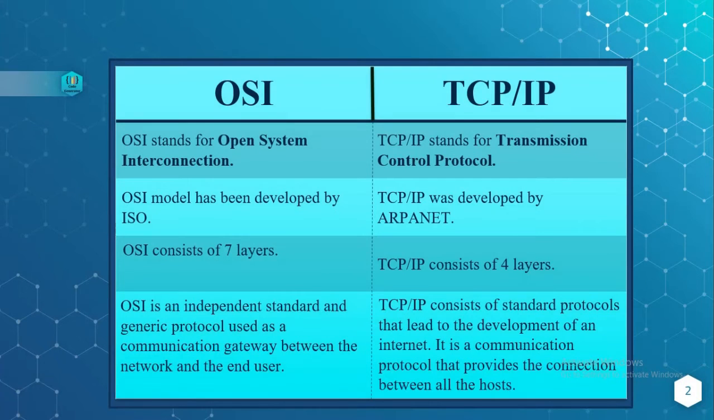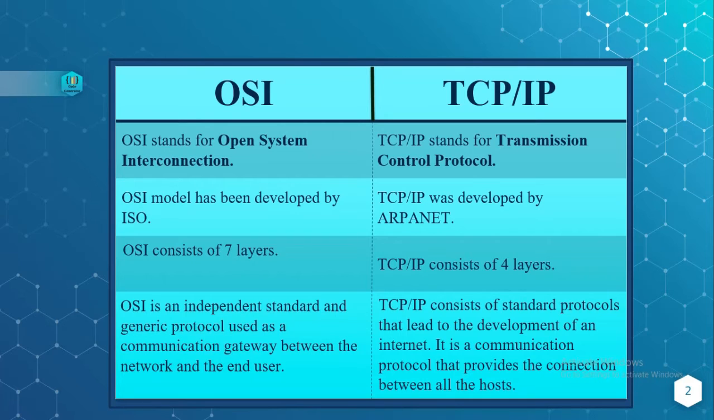So, the first difference is that the OSI model stands for Open System Interconnection, whereas TCP/IP stands for Transmission Control Protocol and Internet Protocol. The OSI model was developed by ISO, whereas the TCP/IP model was developed by ARPANET. The OSI model consists of 7 layers and TCP/IP consists of 4 layers.